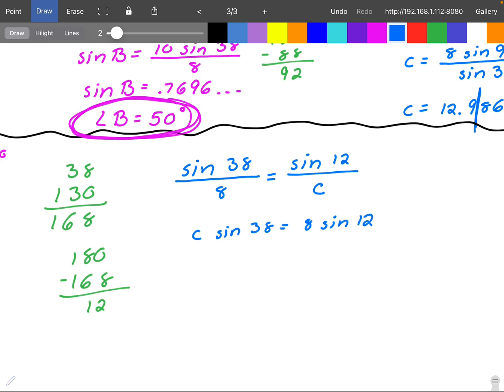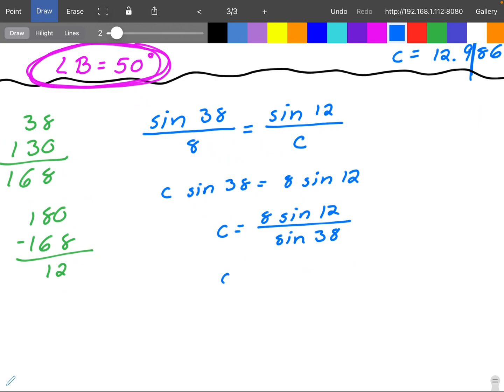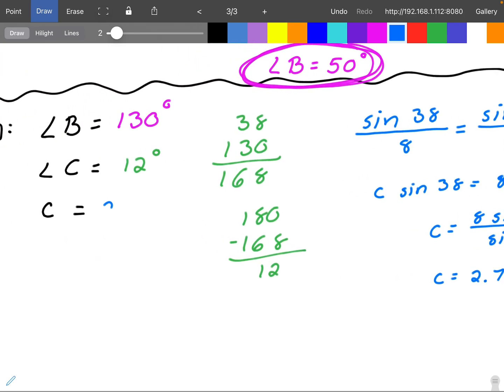Then we divide by sine 38 to get the c by itself. So c equals 8 times sine 12 divided by sine 38. And then remember, type in the numerator, hit enter, divide by sine 38, hit enter, and then we're going to round our answer to the nearest tenth. And this comes out to be 2.701 blah, blah, blah. And so rounded to the nearest tenth, that would come out to just be about 2.7.